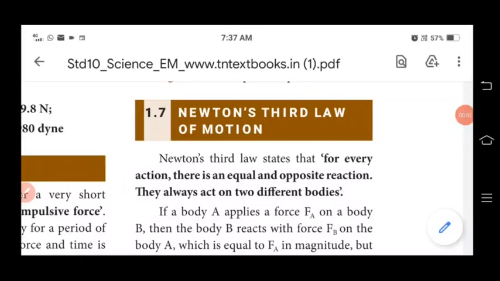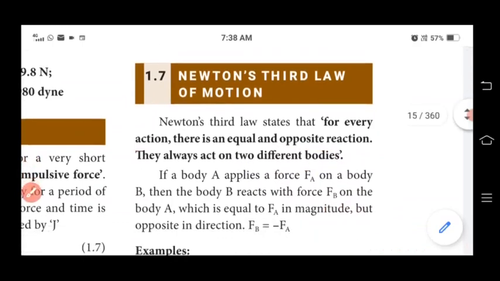Our next topic is Newton's third law of motion. Students, this is a very important topic. According to Newton's third law, it states that for every action there is an equal and opposite reaction. Very important: for every action, an equal and opposite reaction acts on two different bodies. So this is Newton's third law.